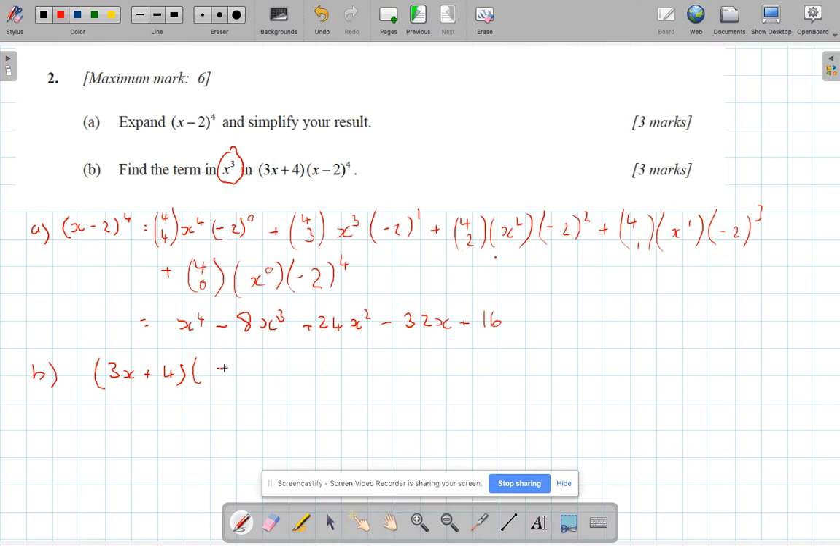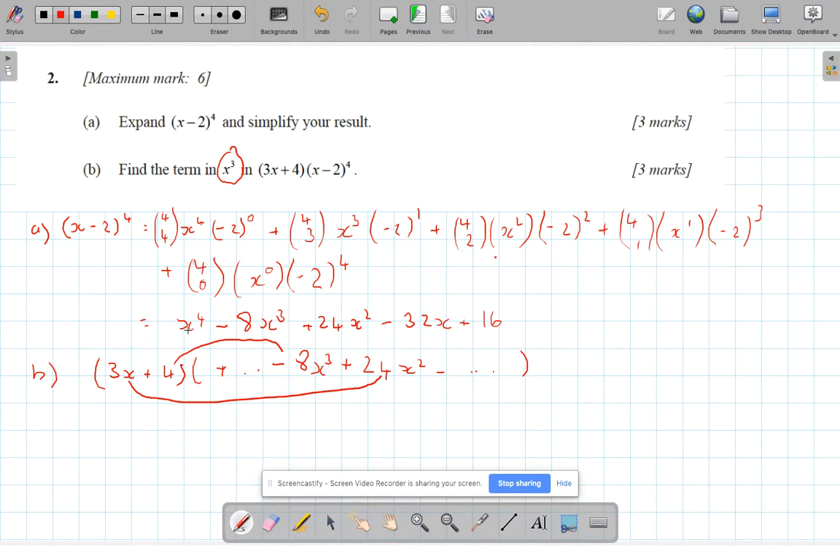So I'm going to use negative 8x cubed, and I'm going to use 24x squared and nothing else. Now the reason for that is quite simply that this one times this one is going to give me an x cubed, and this one times this one is also going to give me an x cubed. Nothing else will give me an x cubed.